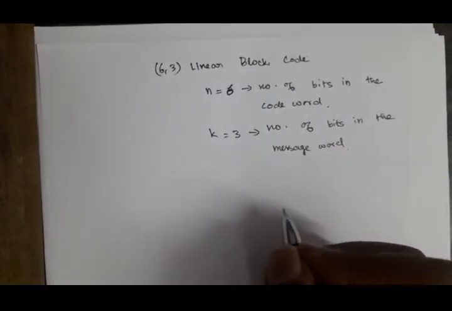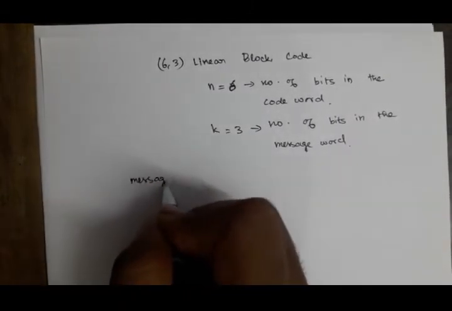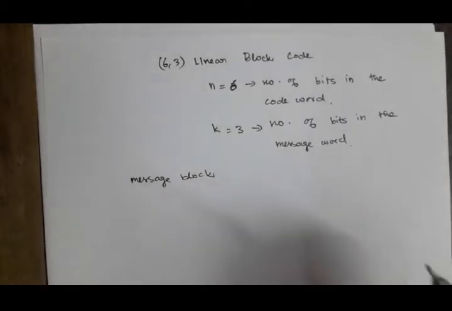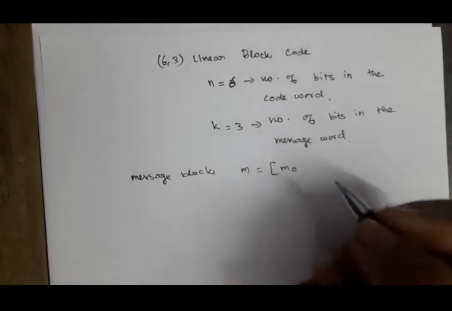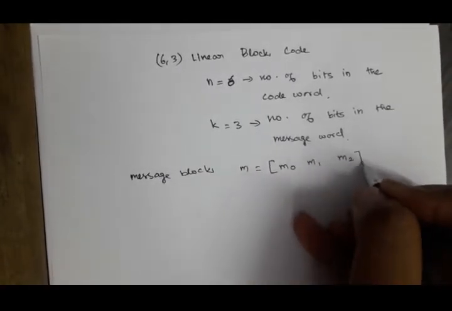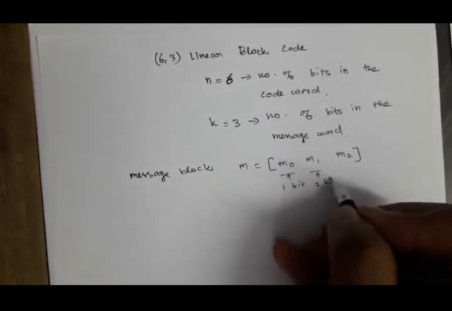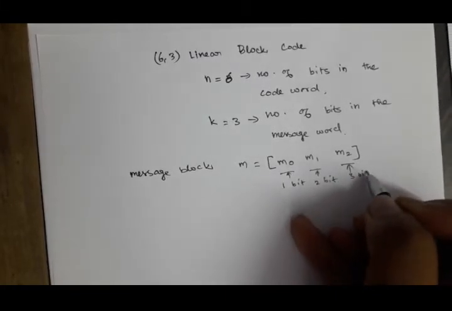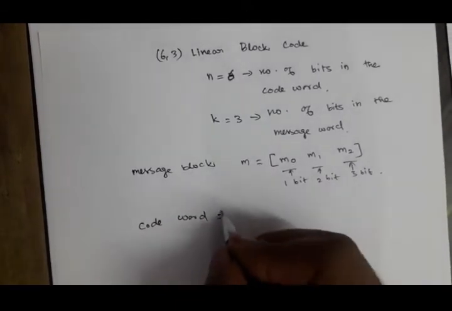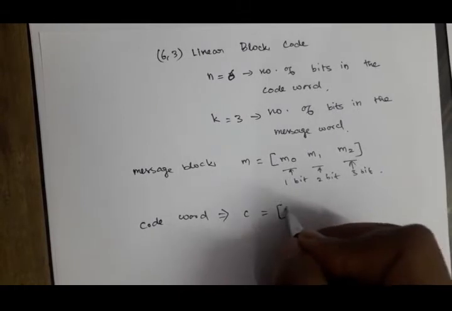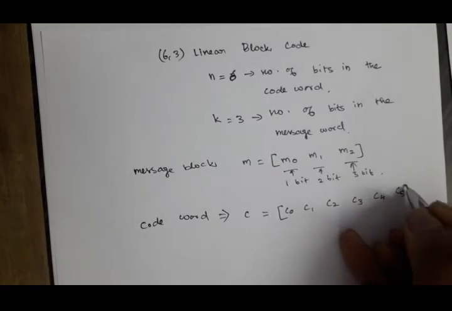So that the message block can be written as m is equal to m0, m1, m2. This is the first bit, this is the second bit, and this is the third bit. Similarly, the code word can be written as C is equal to C0, C1, C2, C3, C4, C5.